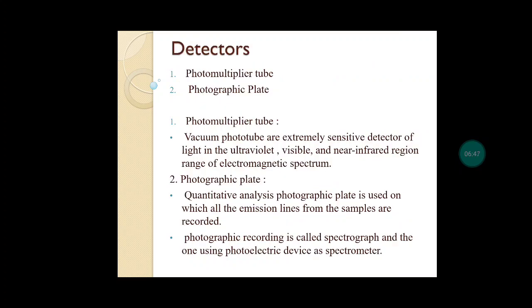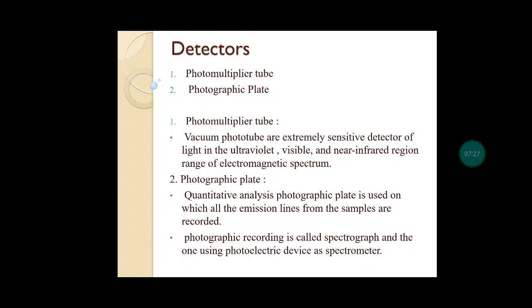Then the detector. There are two types. First is the photomultiplier tube. Second is the photographic plate. The photomultiplier tube and vacuum phototube are extremely sensitive detectors of light in the ultraviolet, visible and near infrared regions of the electromagnetic spectrum. The photographic plate is used for quantitative analysis, and all the emission lines from the sample are recorded on it. The photographic recording is called a spectrograph, and one using a photoelectric device is called a spectrophotometer.